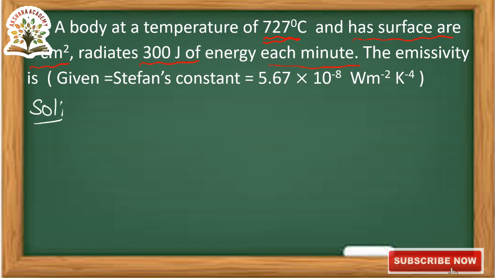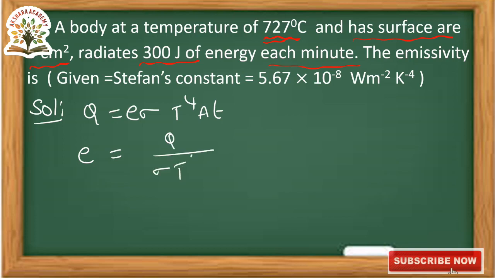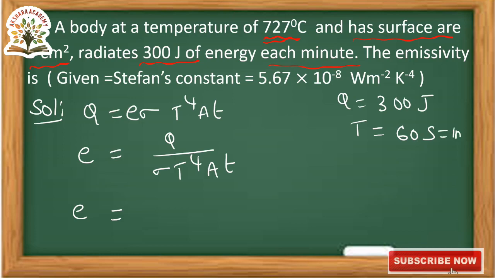Now we'll write the formula for Q. T0 denotes the temperature of the surroundings. Q is equal to sigma E T power 4 A t. Now we are finding the emissivity. So E is equal to Q by sigma T power 4 A t. Here given Q is equal to 300 joules and t is equal to 1 minute, nothing but 60 seconds.